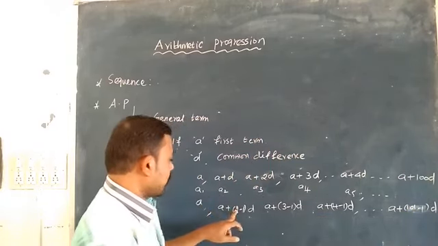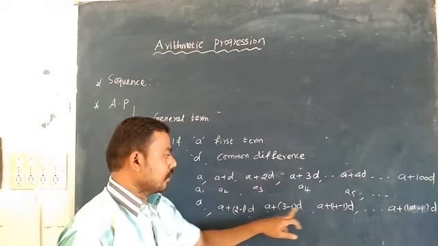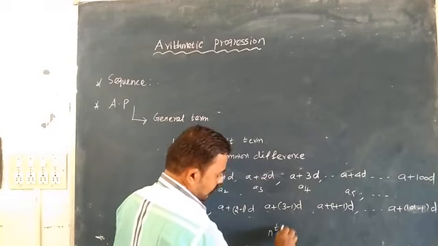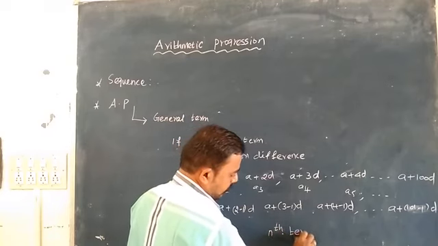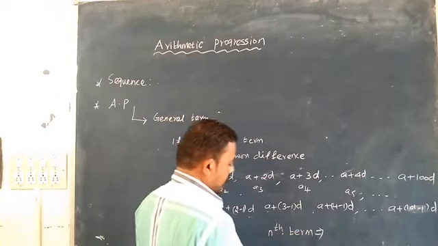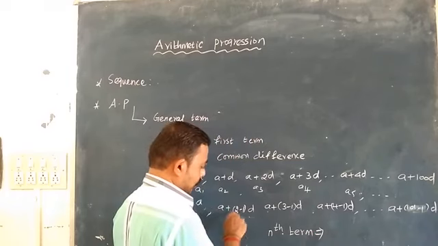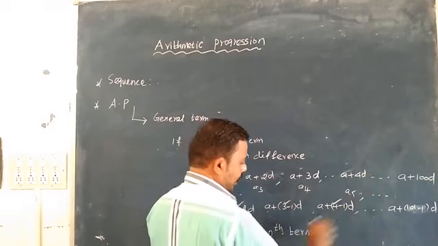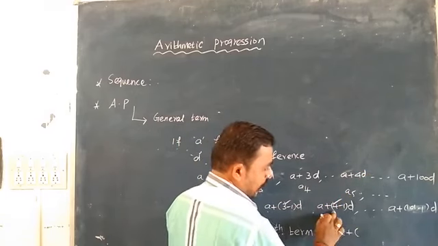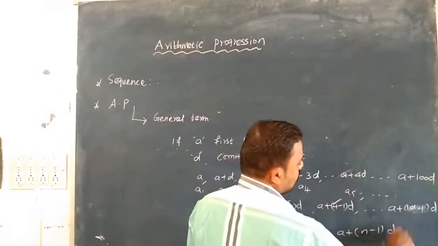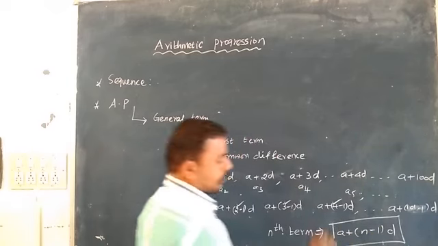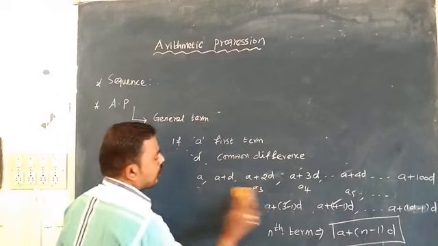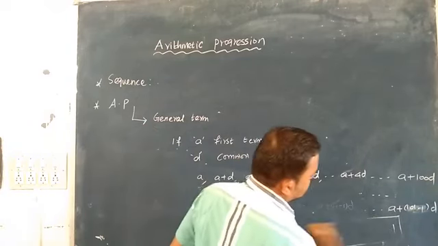First term, second term, third term, fourth term. So the nth term. First term, second term here 2, third term here 3, fourth term here 4. So the nth term means a plus, instead of the number, n minus 1 into d. This is the last term. So don't bother about this one. We can study this.